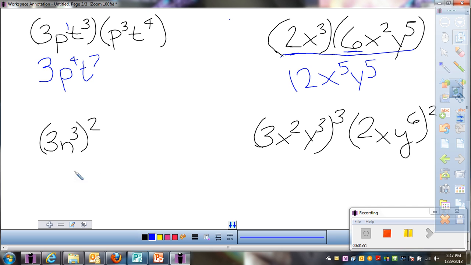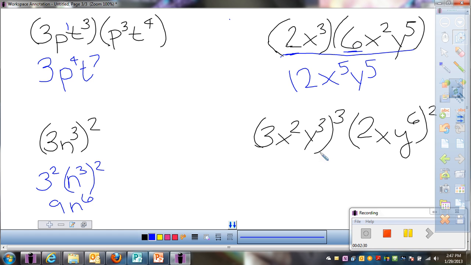Now let's take a look at this next example. This example is using the rule power to power. So we have 3n to the third, all of that squared. So you have to take your constant, 3, and square it. And you also have to make sure that your n to the third gets squared. So 3 squared is 9. And then the rule with power to power is that you have to multiply them. So now this is going to be n to the 6th.